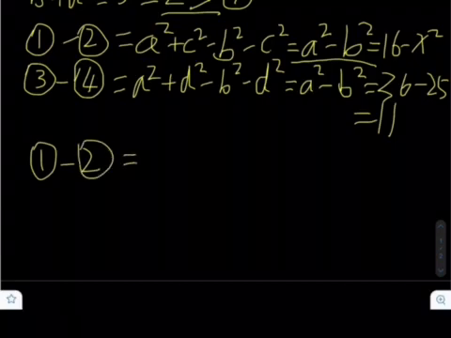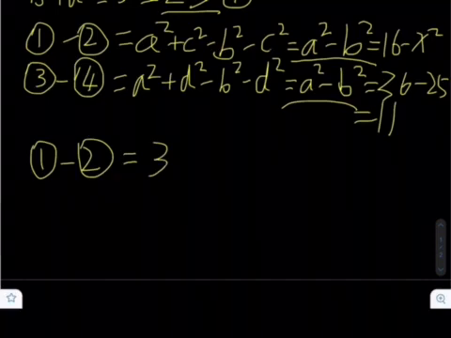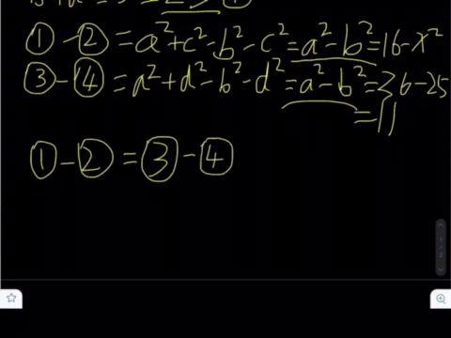And from looking up here, we can figure out that both equation 1 minus equation 2 and equation 3 minus equation 4 get the result A squared minus B squared. So we can get the conclusion that equation 1 minus equation 2 equals equation 3 minus equation 4.